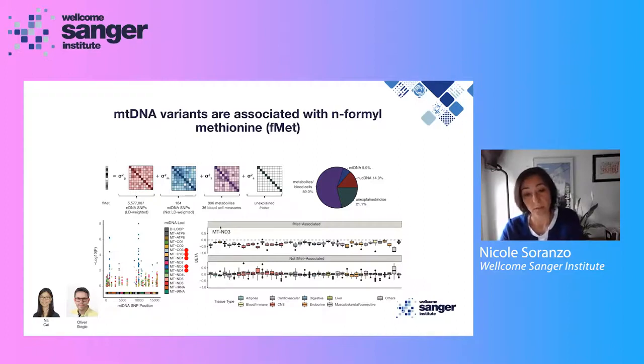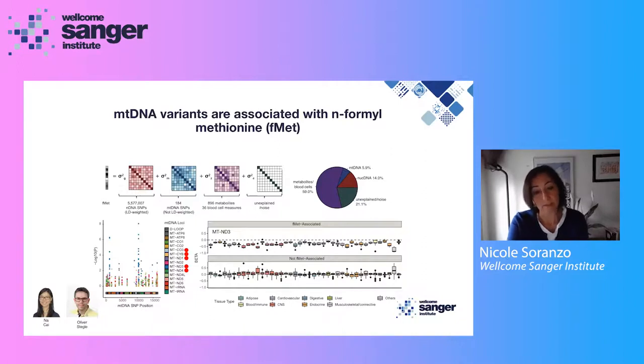In this case, we report the association for one of these genes, MTND3, which is a member of the respiratory chain. We see a consistent downregulation of gene expression associated with the FMET associated variant, whereas other variants do not show an effect. We saw a similar but not really conclusive pattern with protein levels, and this obviously requires validation in independent cohorts.